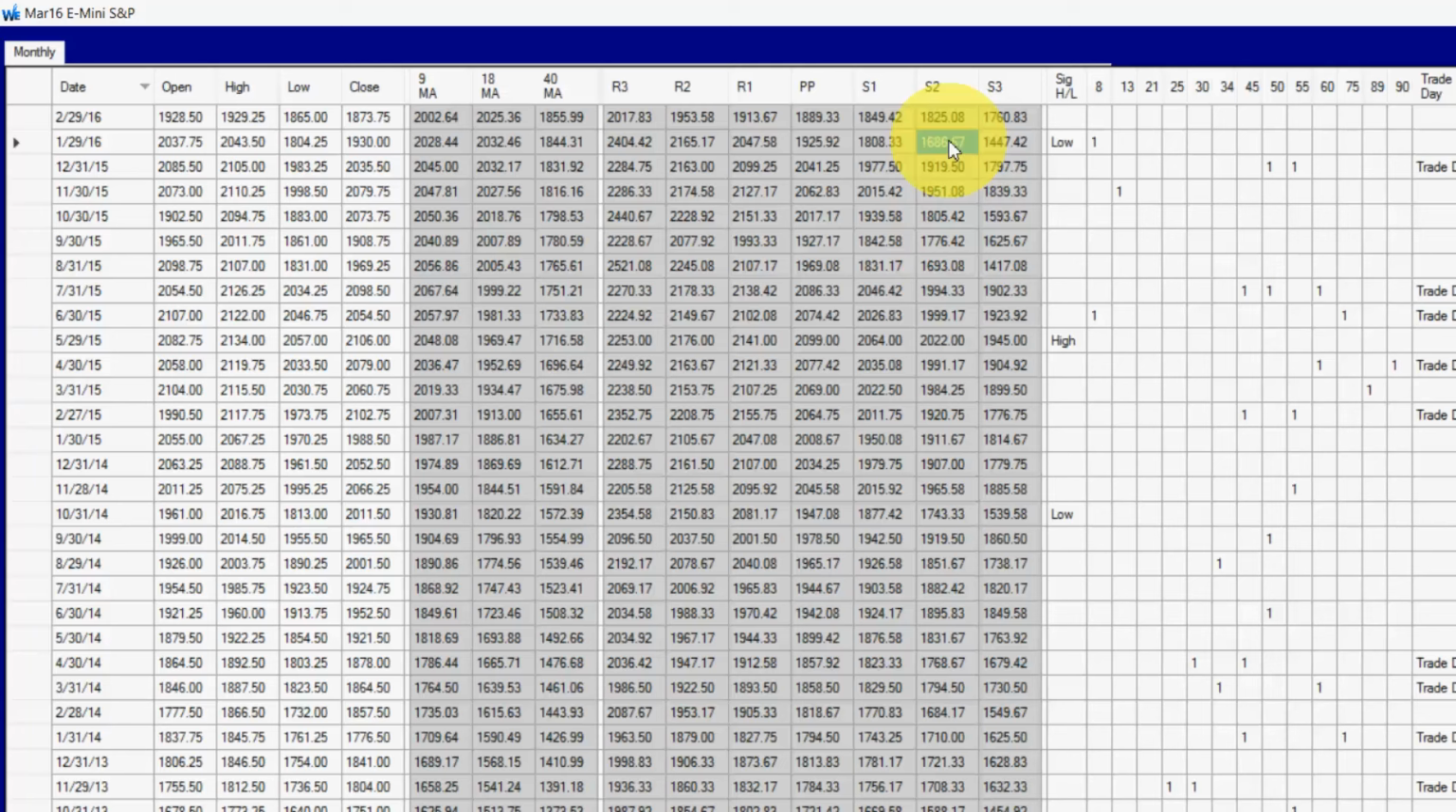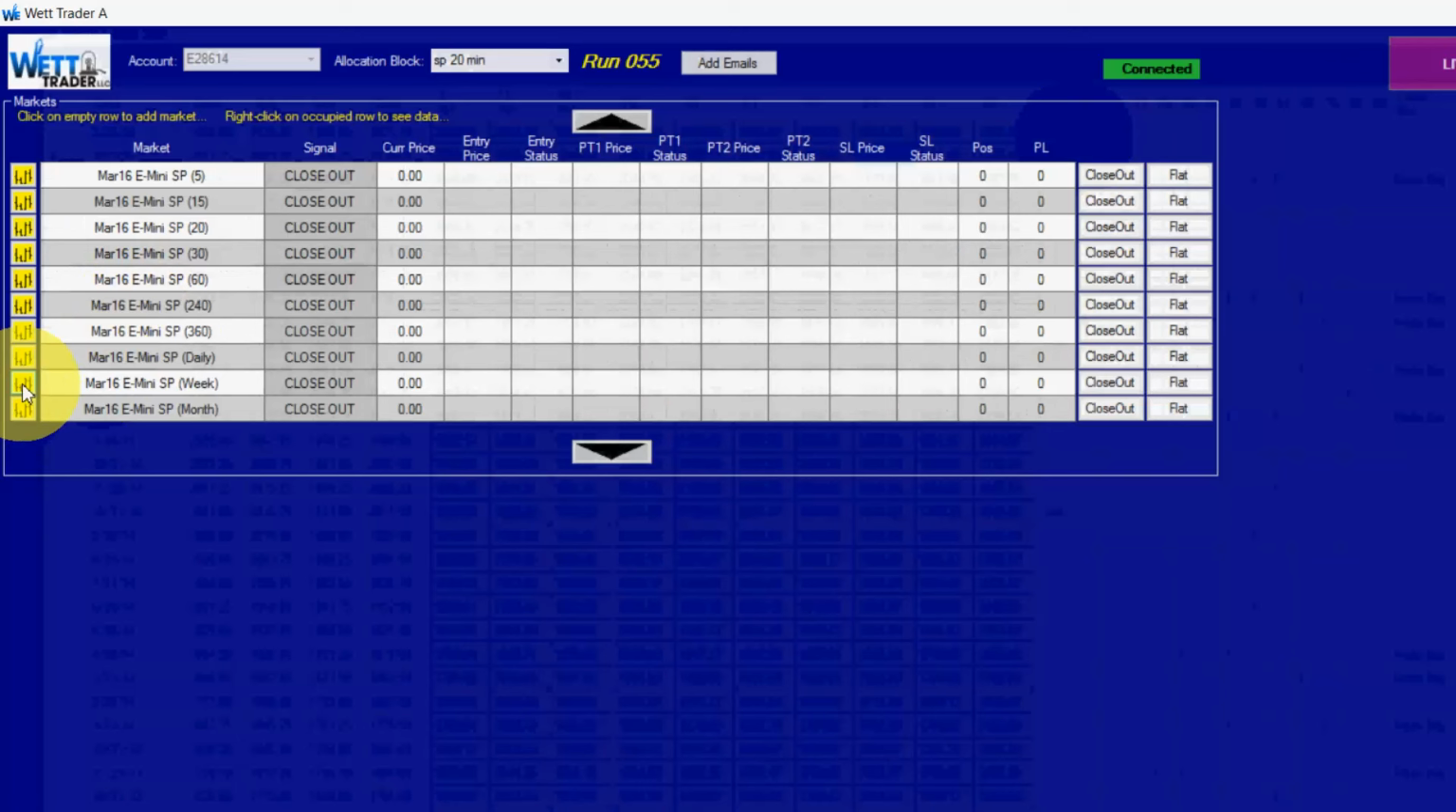And then once we break out this 1804 level or 1808 level, 1804 here, that's going to be support now. But once we break it, it's going to be resistance. And as you can see here, we're looking to put our 5-bar low in on our monthly chart. So we went low, high, low. So we'll see what happens with that.